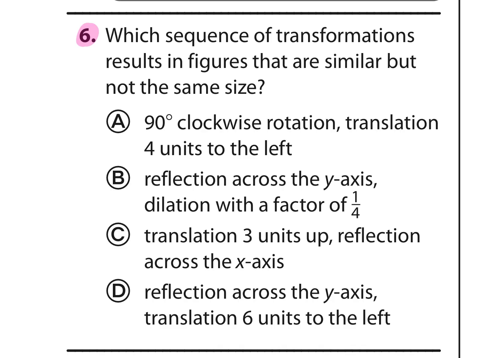Number 6, which sequence of transformations result in figures that are similar but not the same size? That means they are not congruent. So, the one that's not congruent is answer choice B because it includes a dilation, so it changed the size.